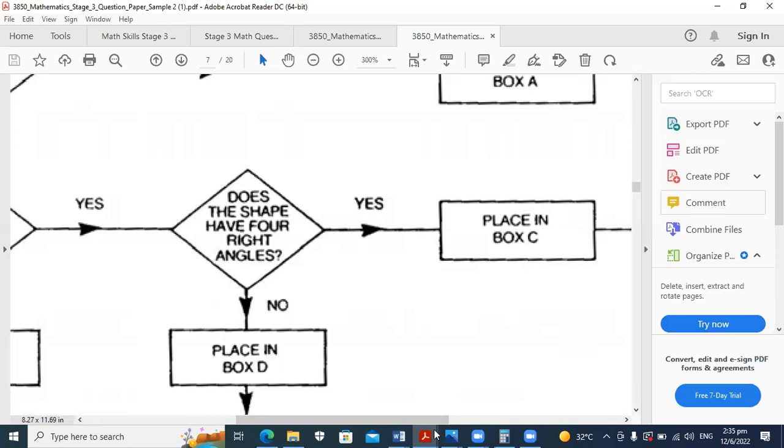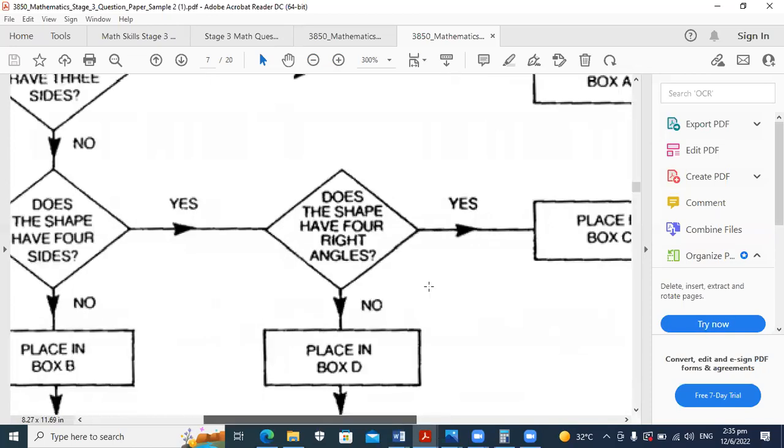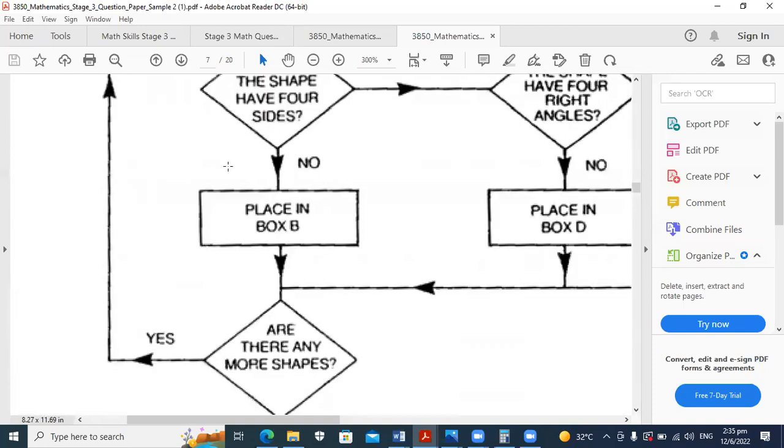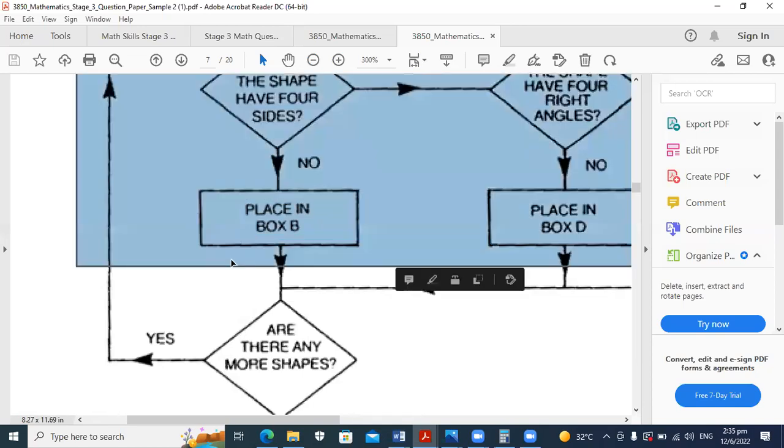So obviously, class, the answer will be what? You will place a circle where? In box. Yeah. Everybody following? Yes, sir. All right, let us look at one more flow chart.